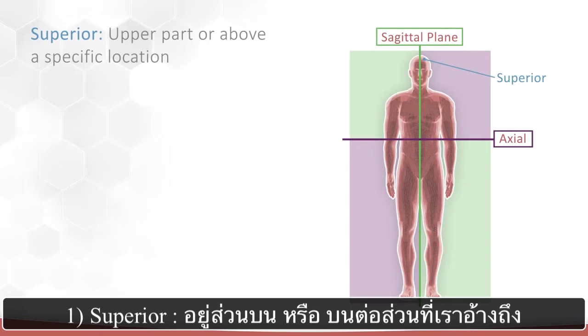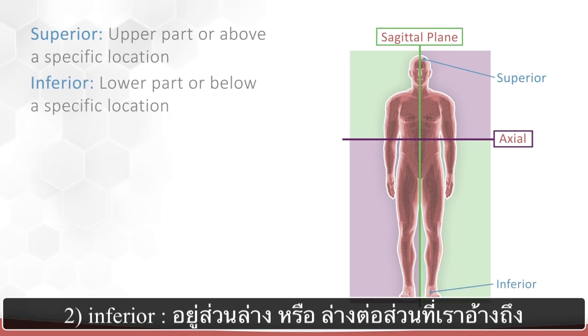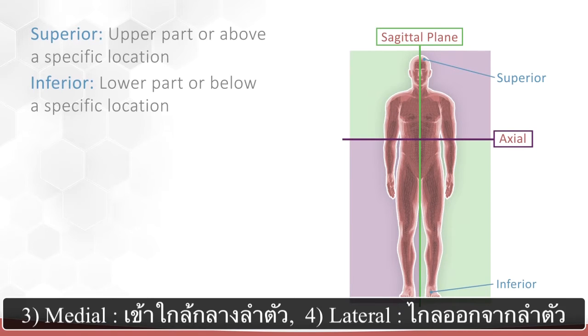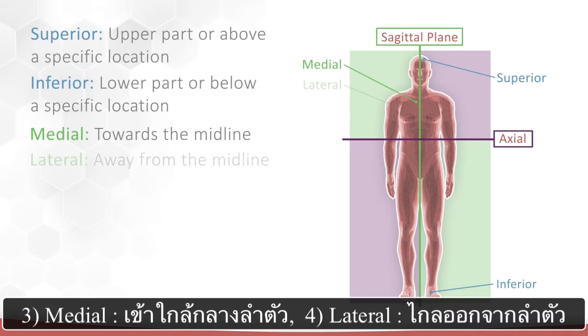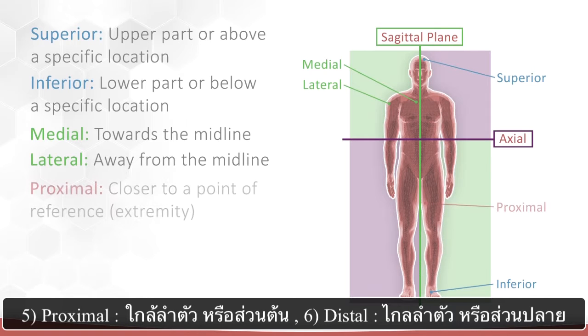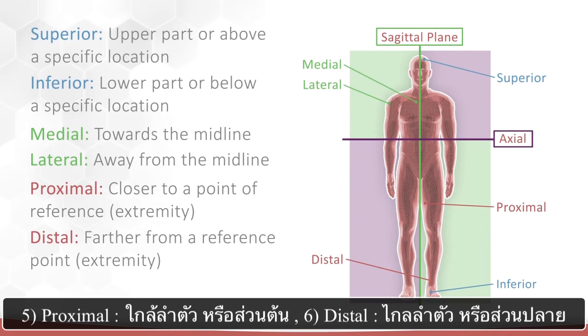Superior is defined as the upper part or above a specific location, while inferior is defined as the lower part of the body or below a specific location. Medial means toward or at the midline of the body, while lateral means away from the midline. And finally, proximal means closer to the core when referencing position along an extremity, and distal means further from the core.